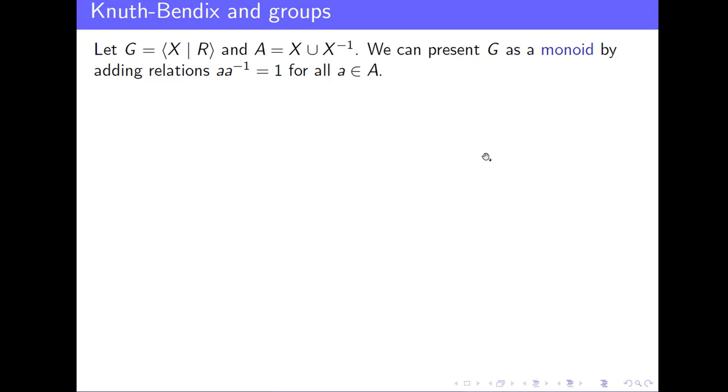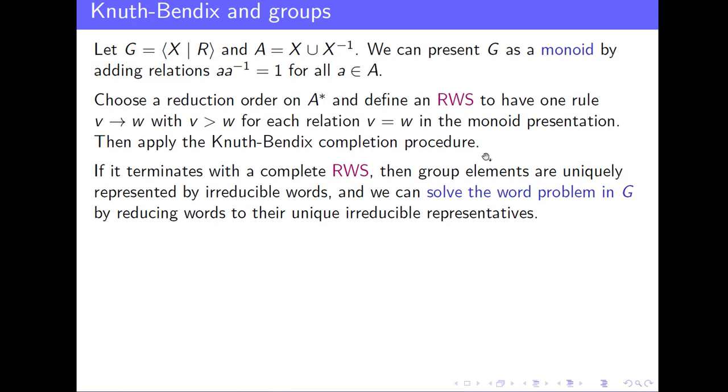So back to our standard context. G is a finitely presented group. A is the inverse closure of the alphabet. Again, we do the trick we did last time. To make it a monoid presentation, we'll add these relations, A inverse equals 1. We'll choose ourselves a reduction ordering, and the relators will rewrite as reduction rules, B goes to W, with B bigger than W. So if the relators are odd length, it will just be a length-reducing rule, and if the relators are even length, we can make it a same length rule.